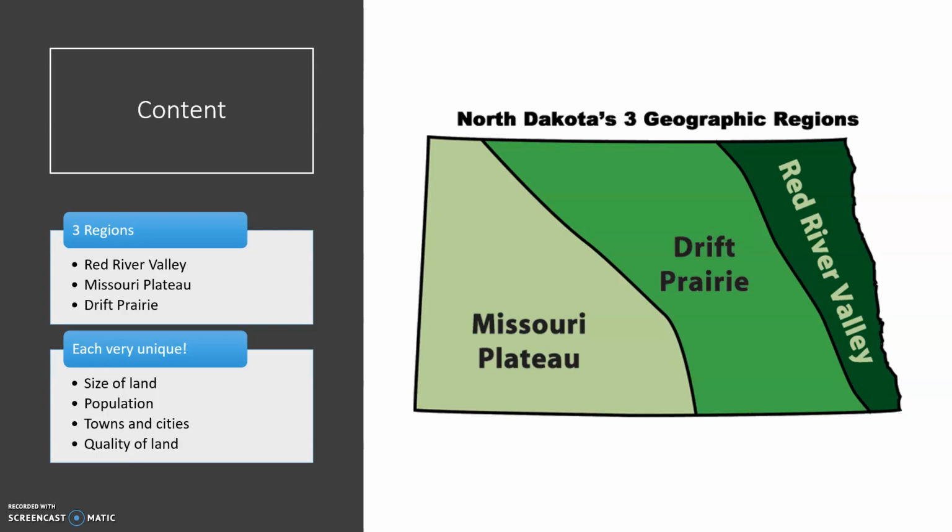Now that we're back, the 3 regions of North Dakota are the Red River Valley, the Missouri Plateau, and the Drift Prairie, as you can see here in the picture. Each of these regions is very unique. They all differ in the size of the land, in the population of people who live there, the towns and the cities located within them, and even the quality of the land.